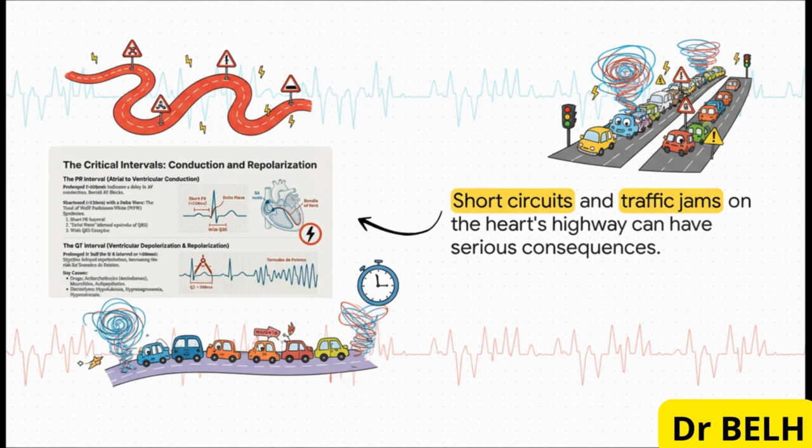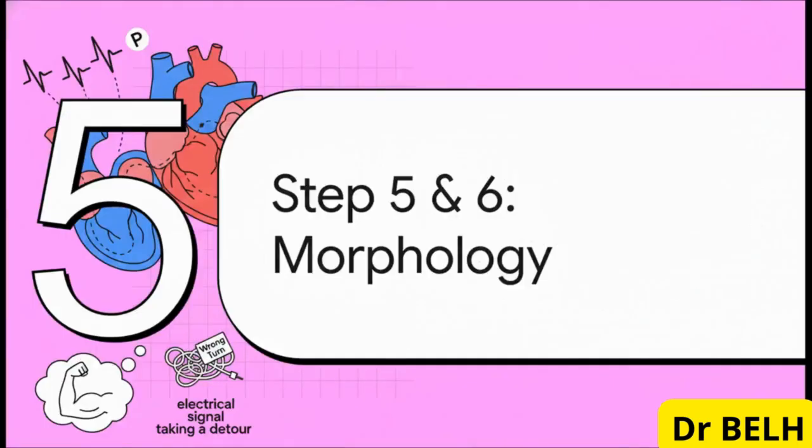It's a dangerous electrical shortcut in the heart that can set off some life-threatening arrhythmias. On the flip side, a long QT interval is a huge red flag. It means the ventricles are taking way too long to reset, which puts the patient at risk for a really scary fatal arrhythmia called torsades de pointes. So now we're going to start looking at the actual shape of the waves.